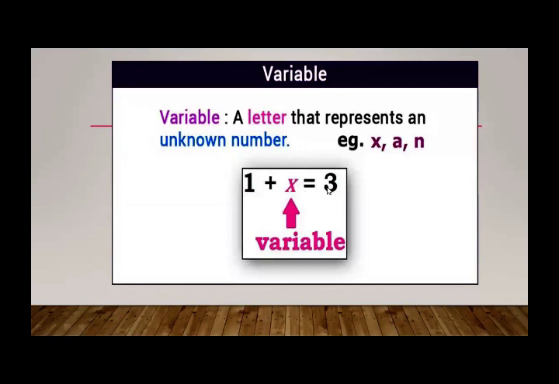1 plus x equal to 3. We are observing that 3 is given on the right hand side. If we want to get the same value on the left hand side, we replace x by 2 and then add it to 1, we will get the answer 3, which is already given on the right hand side. It means a variable is a value which can be changed according to our need.